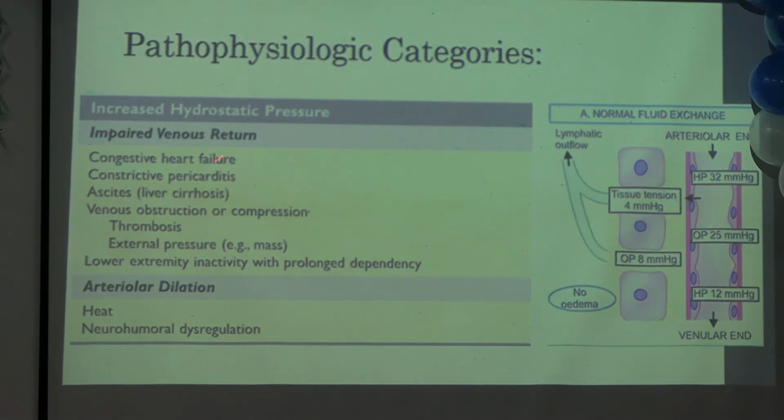Okay, so accordingly they have classified it. In impaired venous return, we have causes like heart failure, pericarditis, cirrhosis, thrombosis and external pressure, along with lower extremity inactivity with prolonged dependency. And in dilatation, we have causes like heat or neurohumoral dysregulation. Is this clear? In what all cases will there be an increase in the hydrostatic pressure? Is this clear? There can be dilation at the arteriolar end or constriction at the venular end.